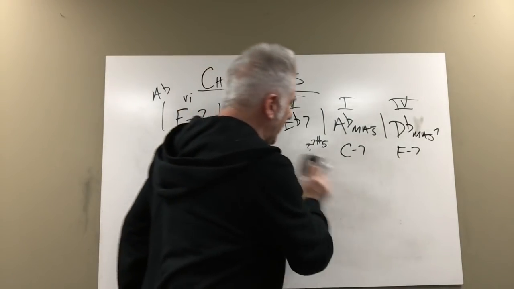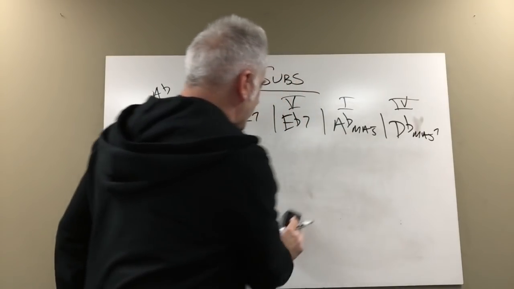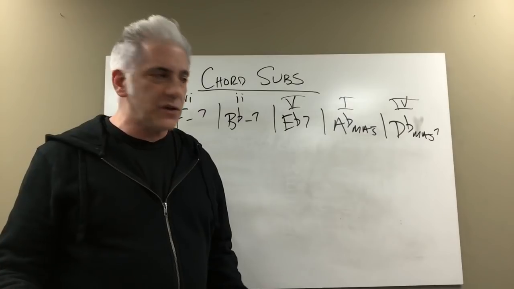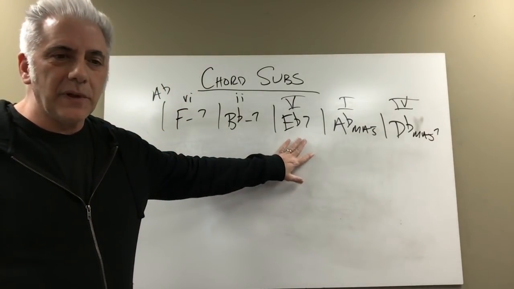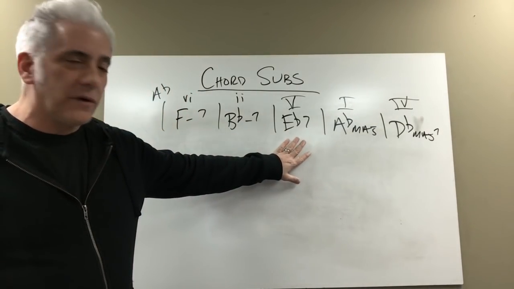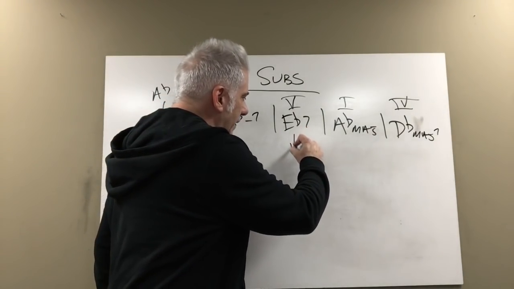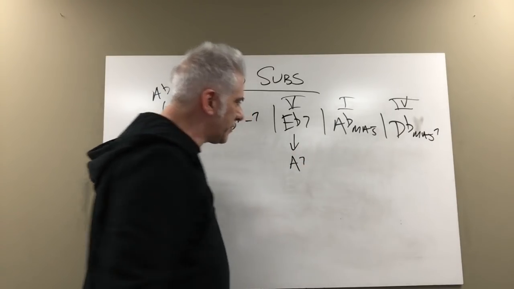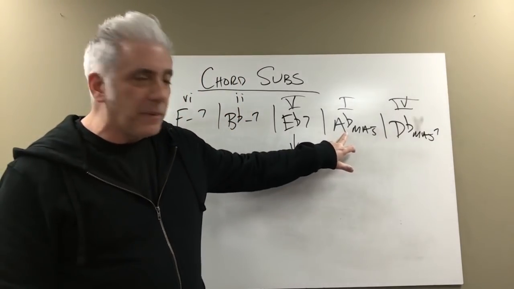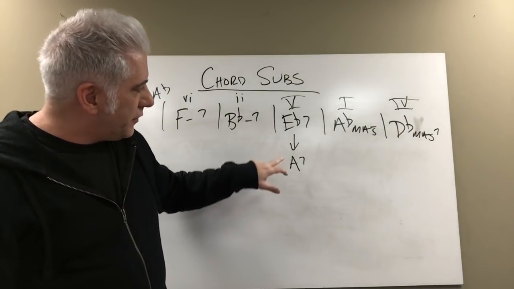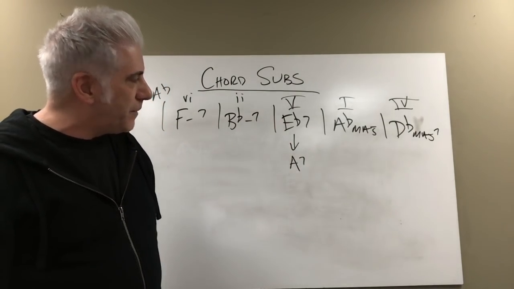You can also put in a tritone substitution. A lot of you, I'm sure, have heard that term. Tritone substitutions typically are where you substitute a dominant chord a tritone away from the 5 chord. So A7 would be the tritone substitute. It's a half step above the tonic chord. So this A7 is a tritone away from E flat 7.